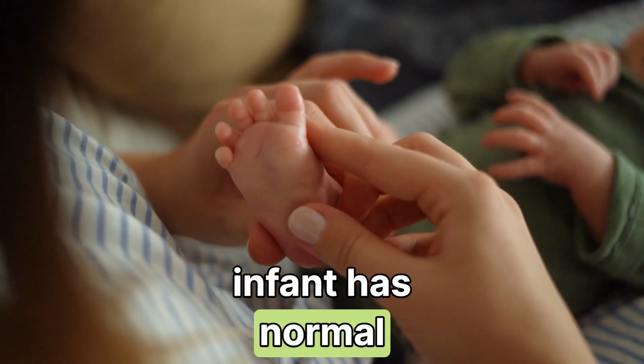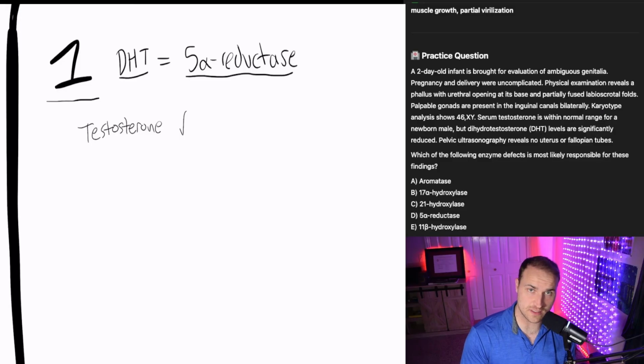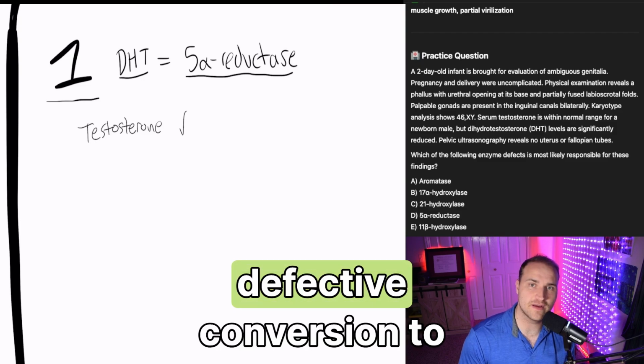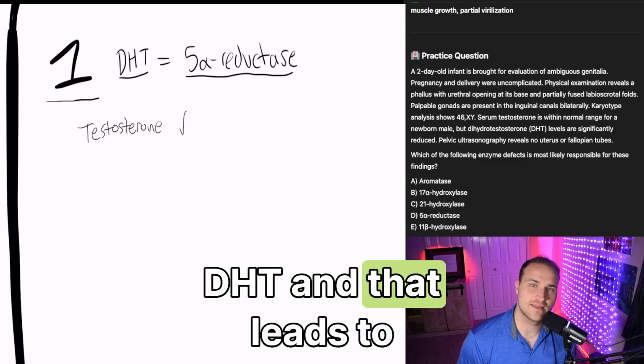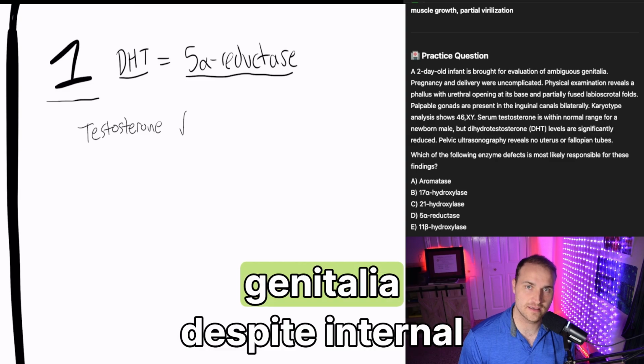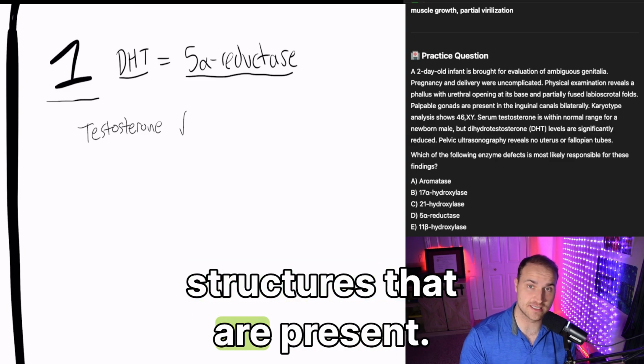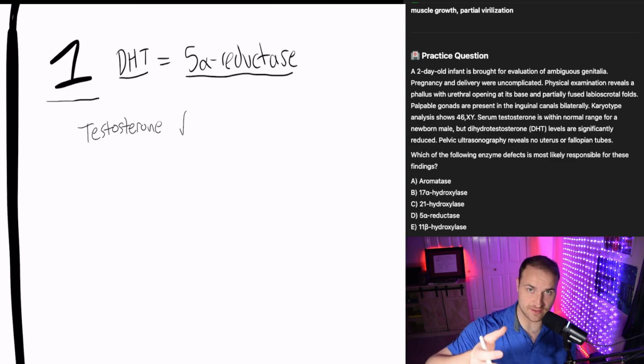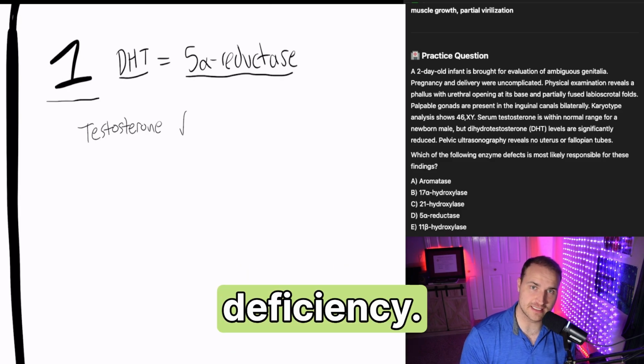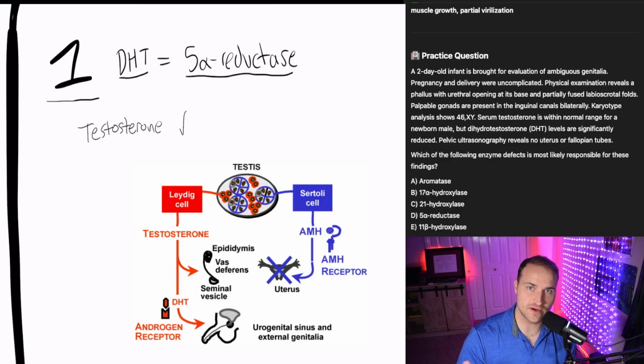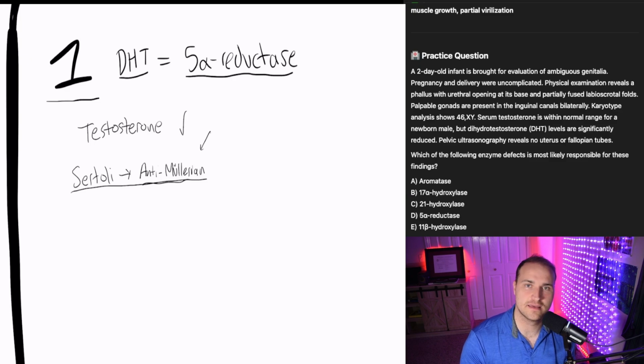So this infant has normal testosterone production, which supports the Wolffian duct development, but you have defective conversion to DHT, and that leads to underdeveloped external male genitalia despite internal structures that are present. You don't see external, but you do see internal. That's classic for 5-alpha reductase deficiency. Internally, we have the anti-Müllerian hormone from the Sertoli cells that suppresses the Müllerian structures. And because of that, we don't have the female internal manifestations, but rather the male, because of that Sertoli expression of anti-Müllerian hormone, hence the absence of the female internal ducts.